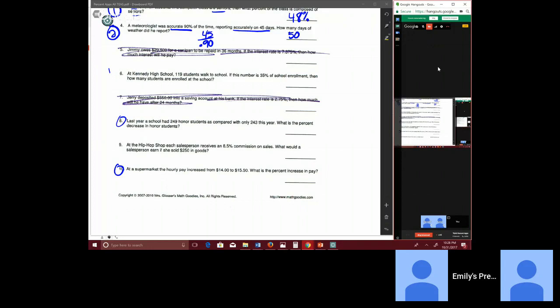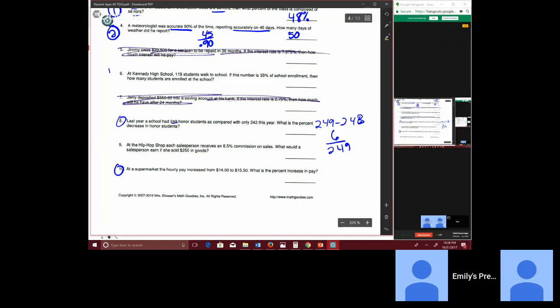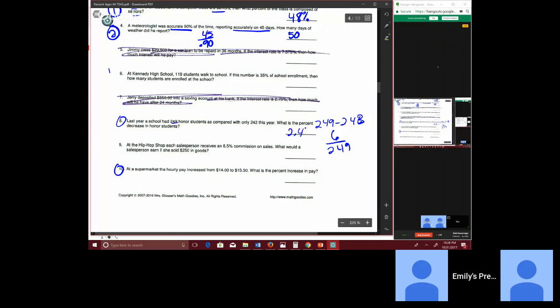So on number 8, you would have started by doing 249 minus 243, and that would have given you 6. So your difference is 6. Last year says that it was 249 compared with 243 being this year. So that will give us 6 over 249, and that is a 2.4% difference.